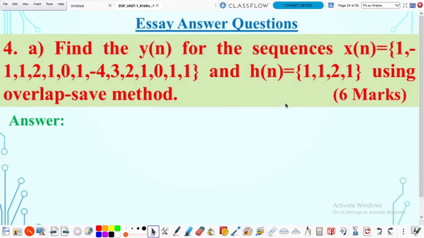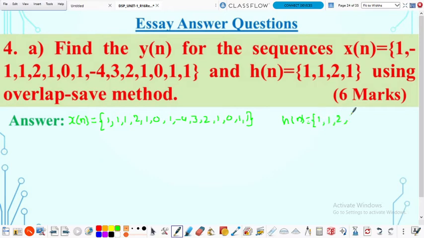So coming to the solution, given that there are two sequences. x of n is equal to 1, 1, 1, 2, 1, 0, 1, minus 4, 3, 2, 1, 0, 1, 1, and the second sequence h of n is equal to 1, 1, 2, 1.